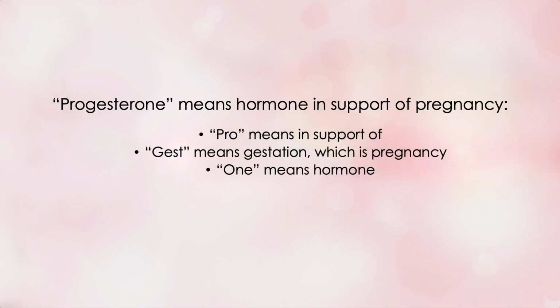Remember, progesterone is all about the baby. The very word progesterone means hormone in support of pregnancy. Pro means in support of. Gest means gestation, which is pregnancy. Own means hormone. The very reason progesterone rises on day 14 is because you ovulate on day 14. And if ovulation results in fertilization of an egg, progesterone is there to support the pregnancy.